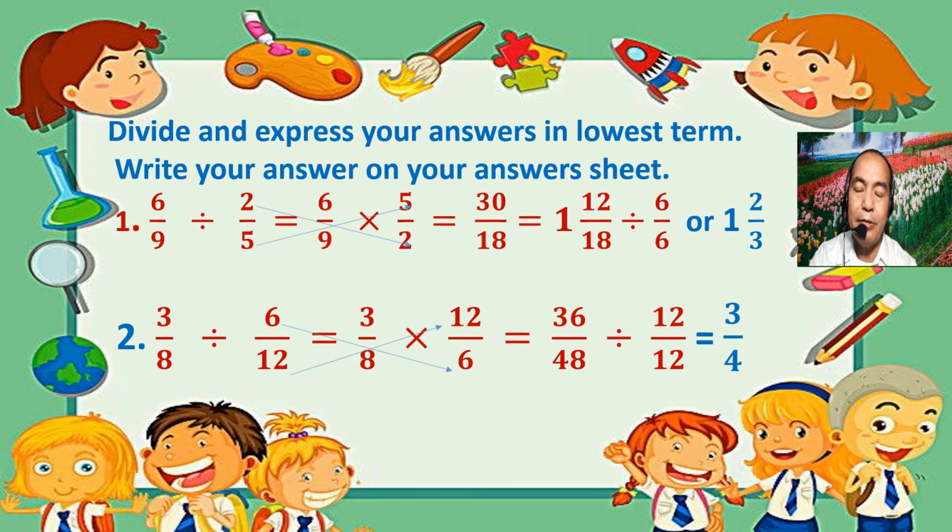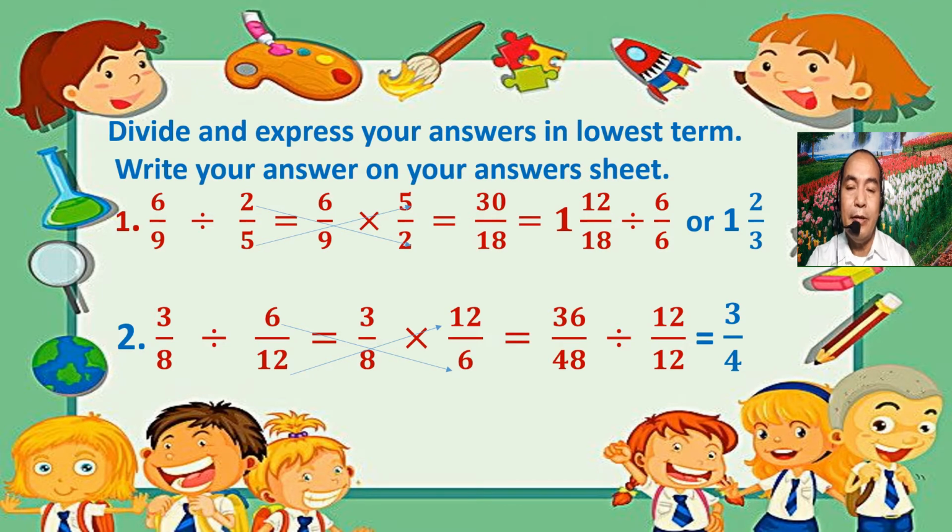So looking back at the rule in dividing fractions, according to the rule, we will multiply the dividend by the reciprocal of the divisor. So 6/9 goes into multiplication. We multiply 6/9 by the reciprocal of 2/5, which is 5/2. So we have already done the reciprocal, and we will proceed to multiplication. 6 times 5 is 30. 9 times 2 is 18.